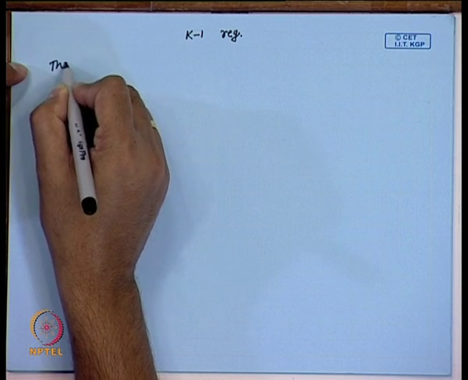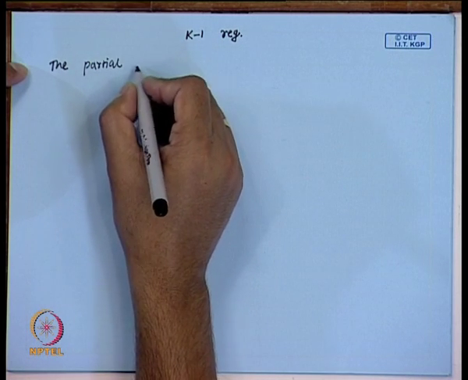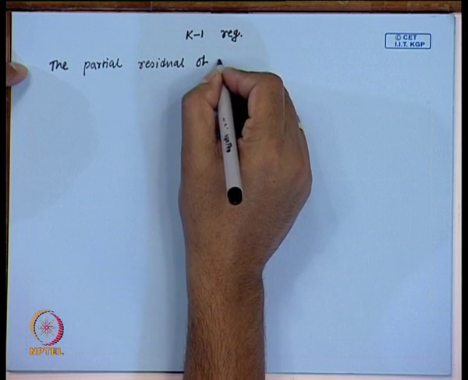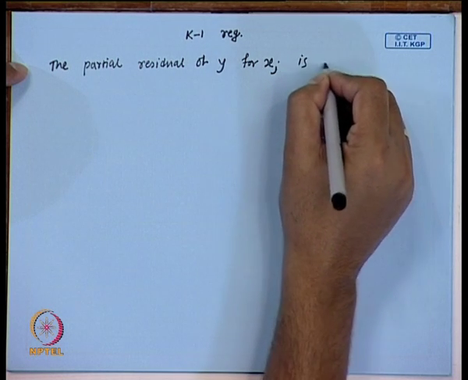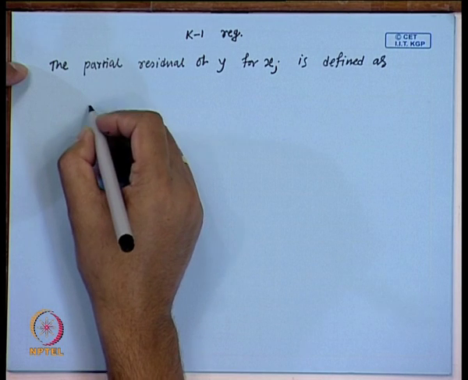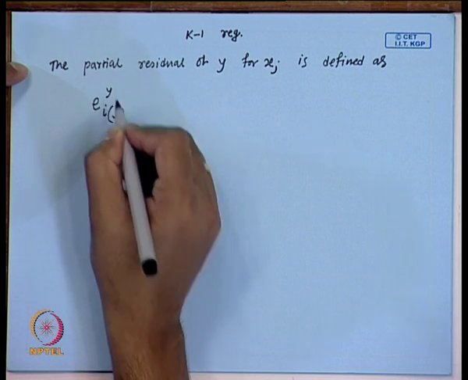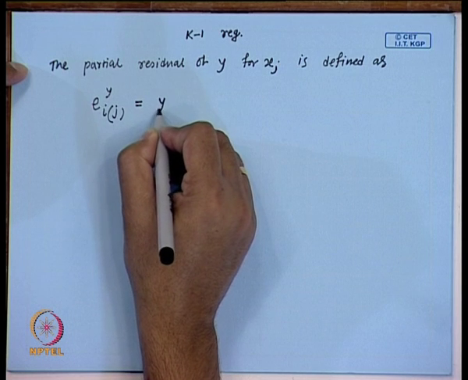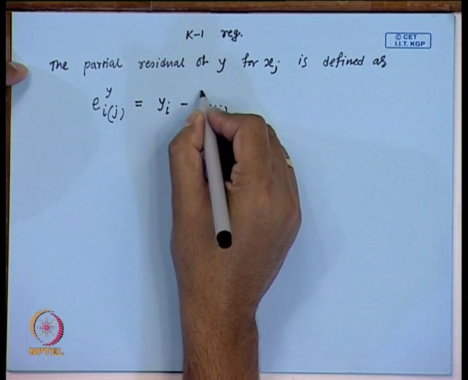The partial residual of y for xj is defined as e_ij y, the same notation here, for the ith observation is equal to y_i minus y_i hat (j). I hope you understand the notation.